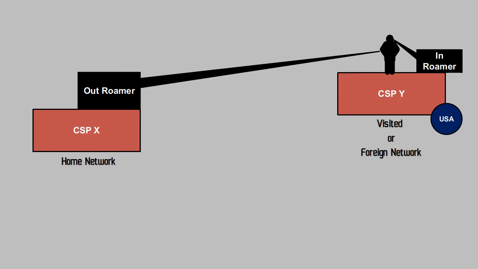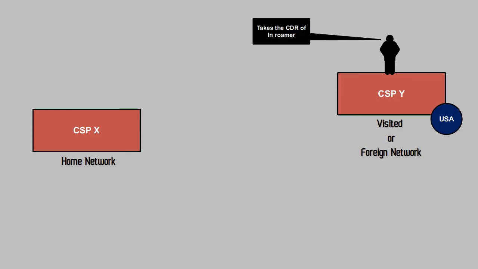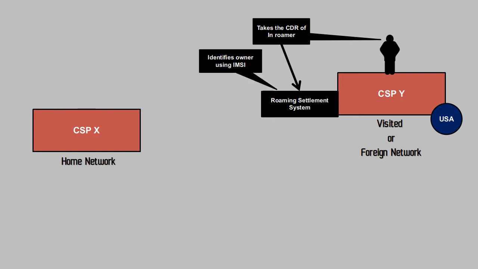Let's talk about the billing and settlement part. The visited network takes the CDRs belonging to all the in roamers and sends these CDRs to the roaming settlement system, which is a system used for calculating the roaming charges. The roaming settlement system identifies the CSP to whom the in roamer belongs with the help of the IMSI recorded in the CDR, and then rates the CDR as per the tariff agreed between the roaming partners.